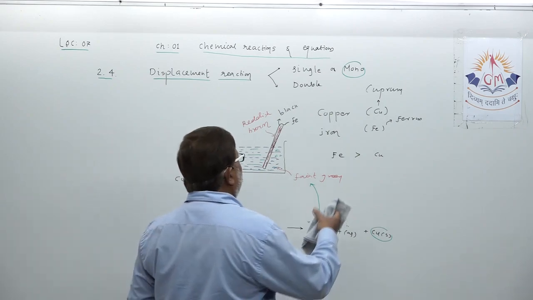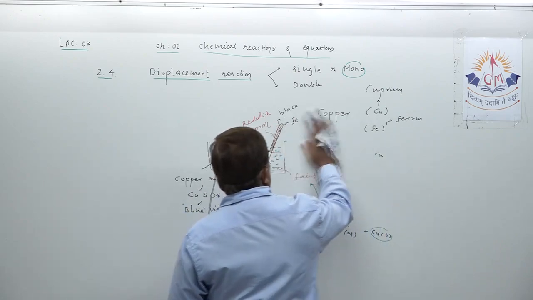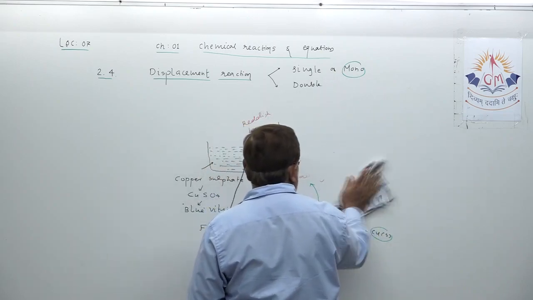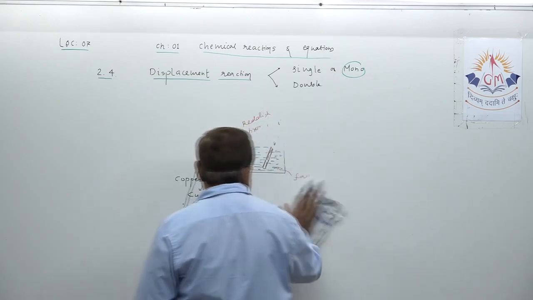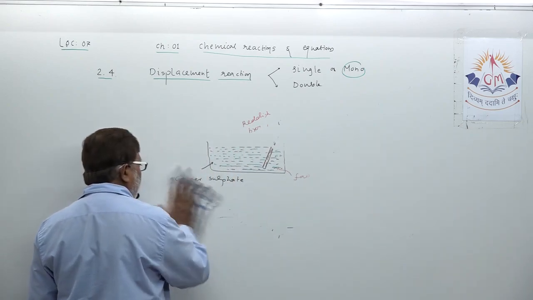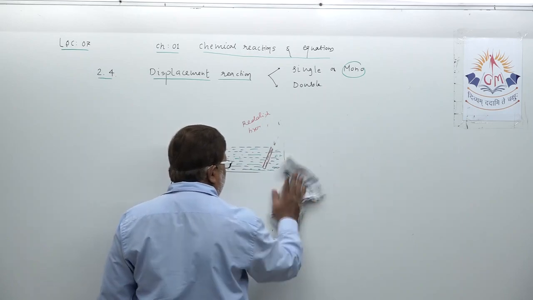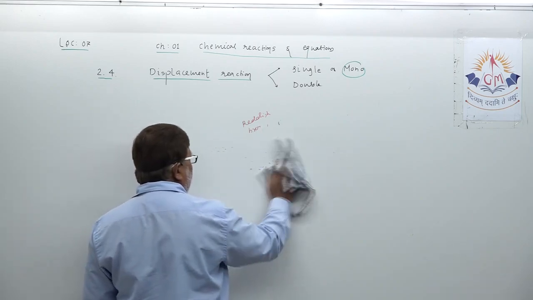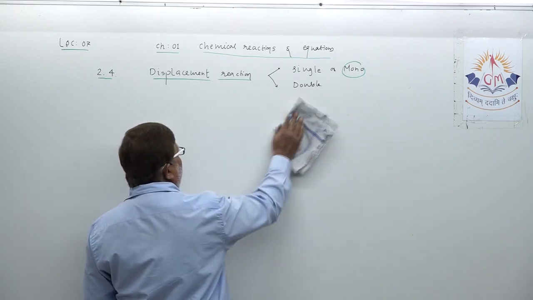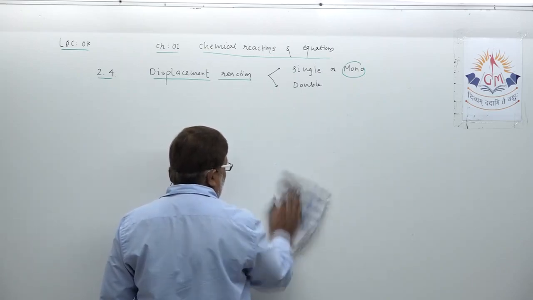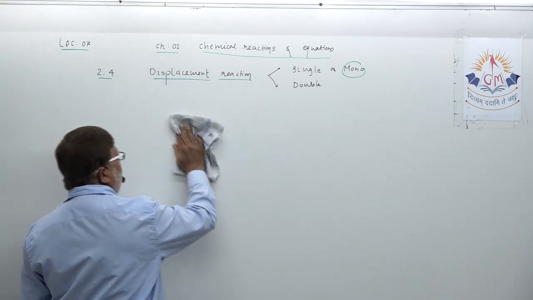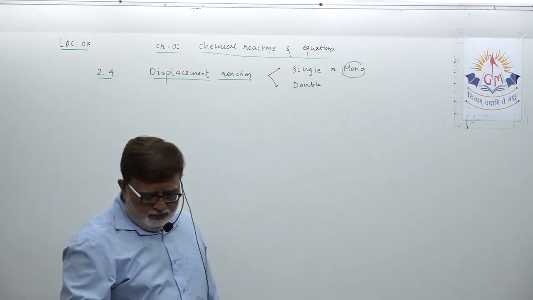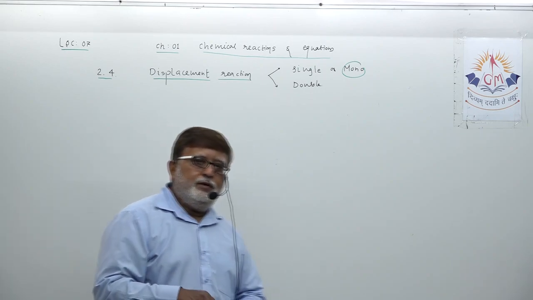Okay. Now let us try to understand double displacement reaction. What do you mean by double displacement reaction? In mono displacement, one metal displaces, that means one metallic ion displaces another metallic ion and forms a new compound. That happens in mono displacement reaction. What happens in double displacement reaction?